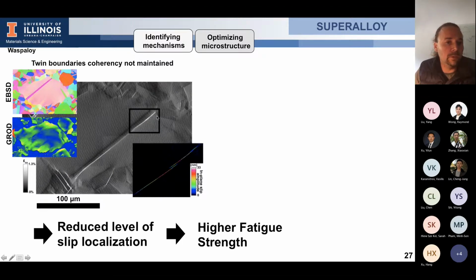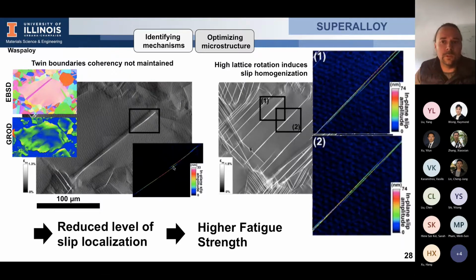However, when you have these large grains, not fully recrystallized, the twin boundaries are not coherent anymore, so it's not a 1-1-1 plane. And the slip planes want to develop near this twin boundary because you have high stresses. However, as you can see, the slip doesn't develop across the entire twin boundary, and you break the localization into multiple slip bands. And these slip bands have lower intensity compared to the material where you are fully recrystallized with coherent twin boundaries. And so by breaking the coherency of the twin boundary, you really decrease the localization of the plasticity near the twin boundary.